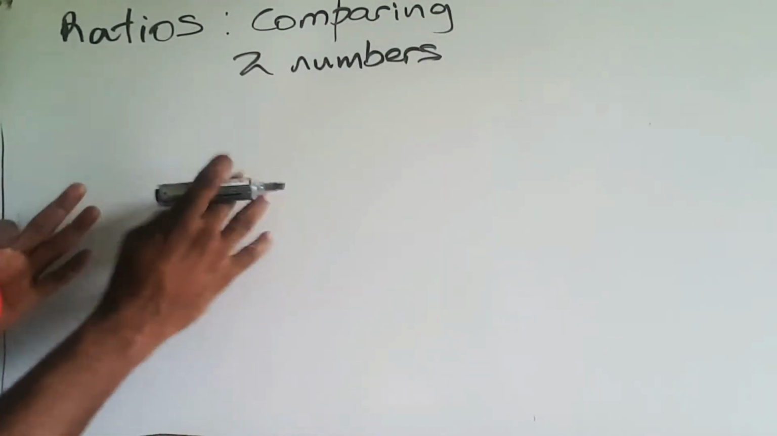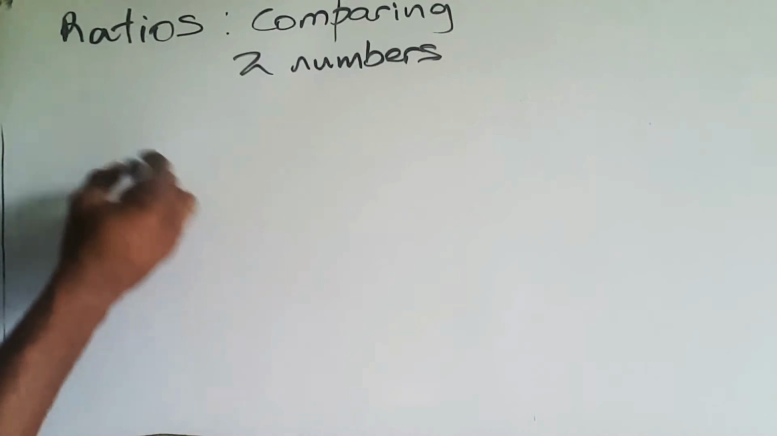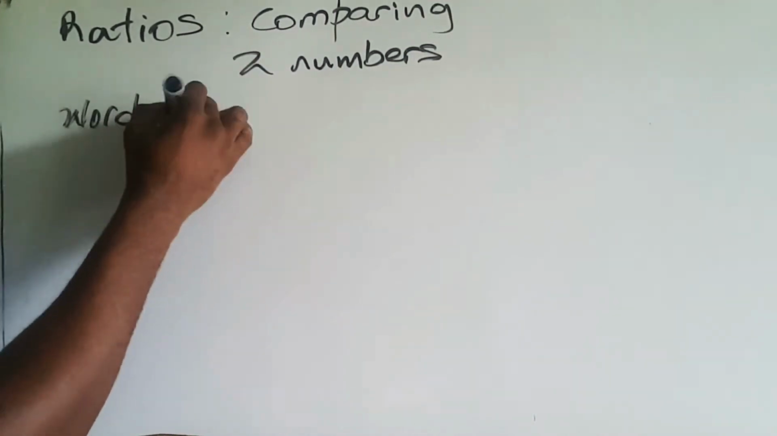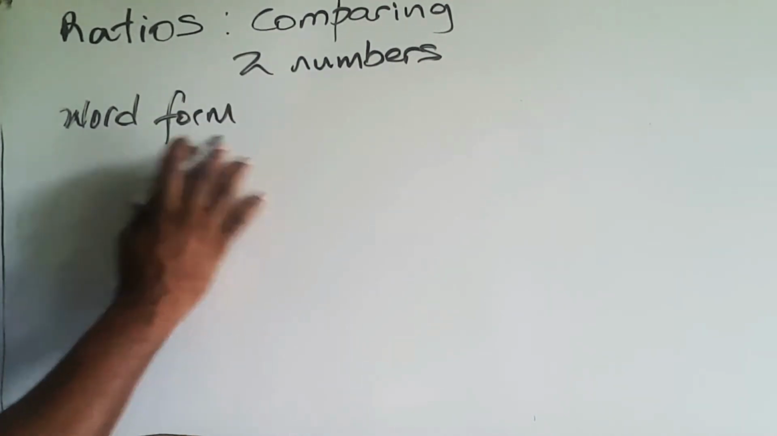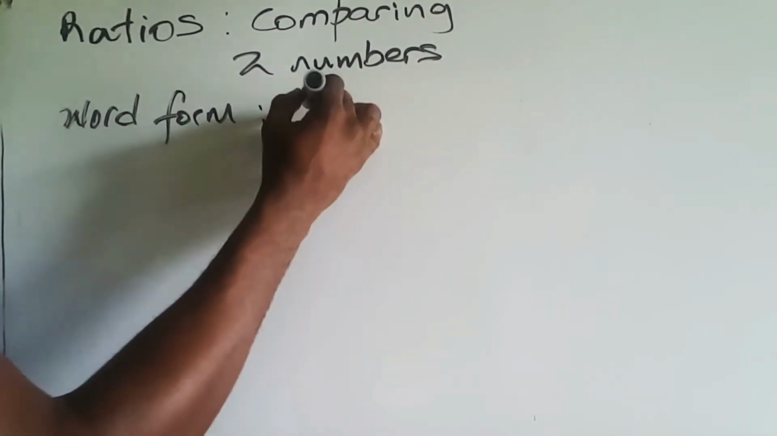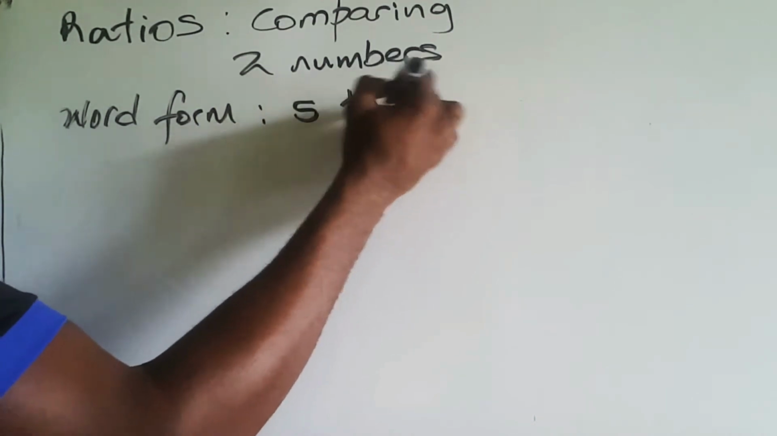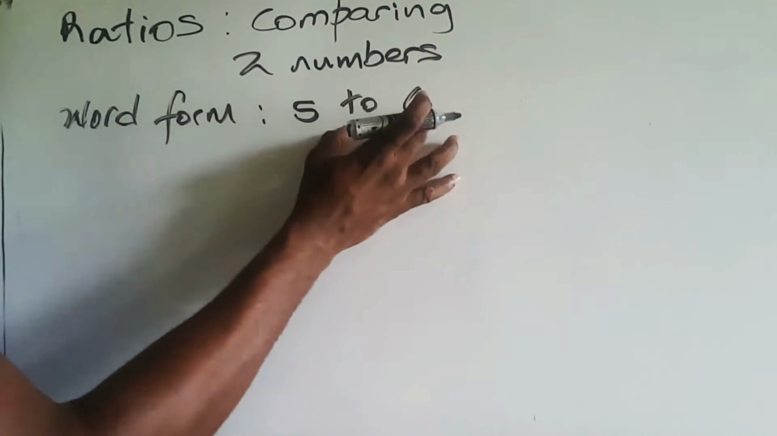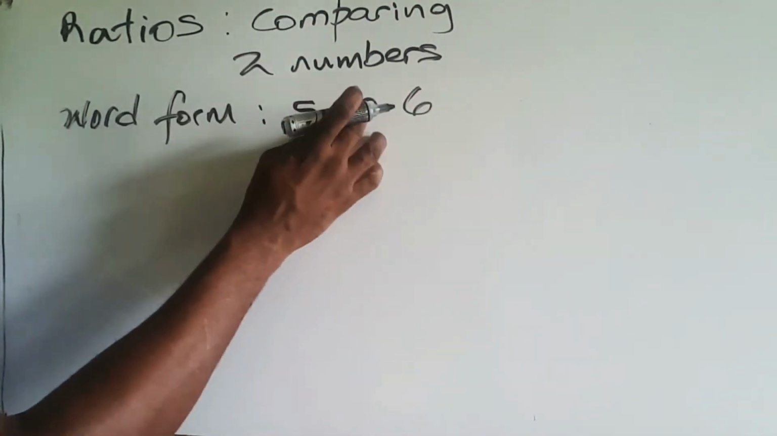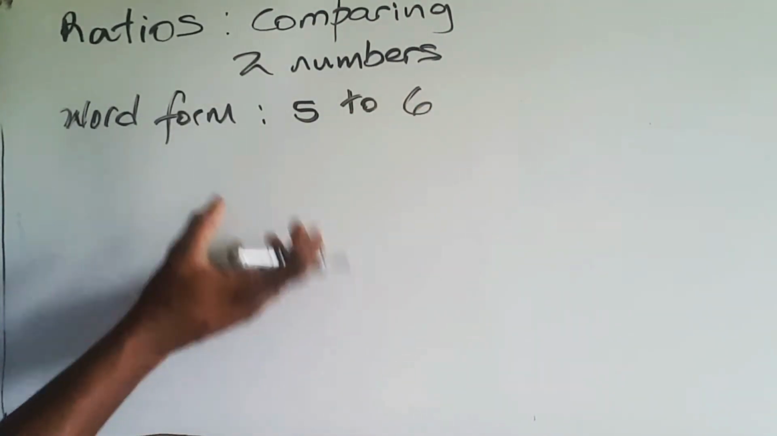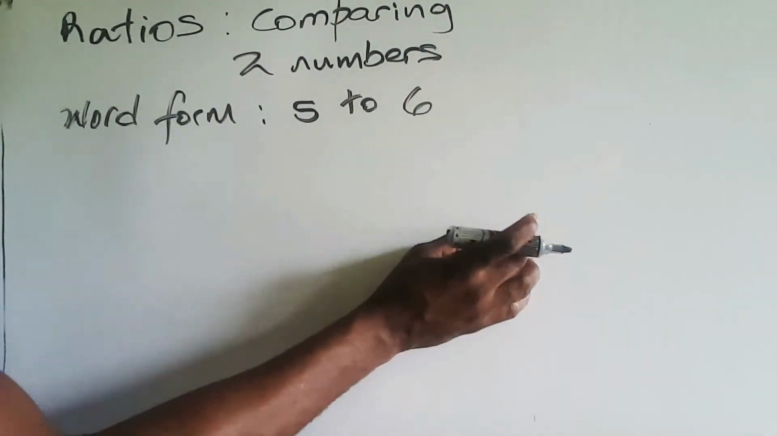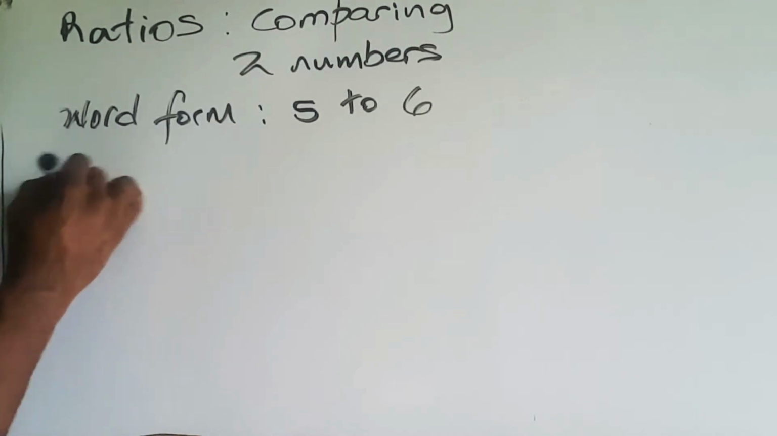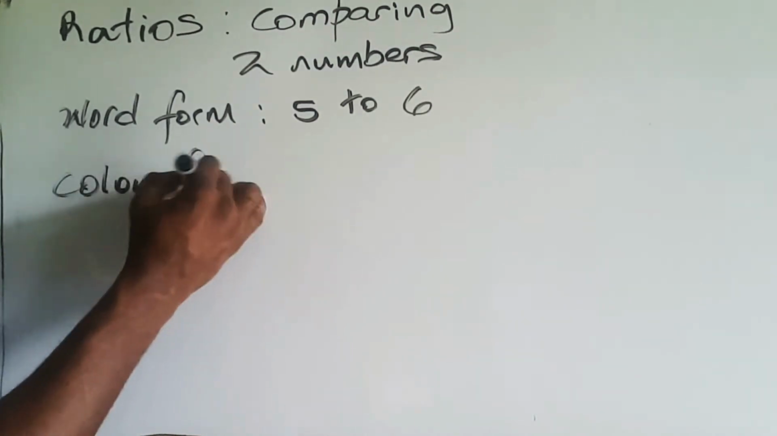There are 3 ways in which you would see ratios being represented. You will see it in a word form. When the ratio is represented in a word form, you would see, for example, something written as 5 to 6. So this is in the word form, 5 to 6. You literally see the word "to" come in between, 5 to 6. So it is saying 5 things to 6 things, and that's an idea. We're comparing these ideas.